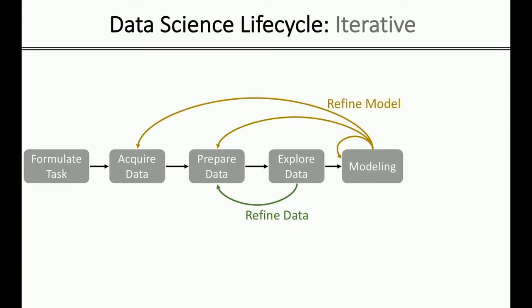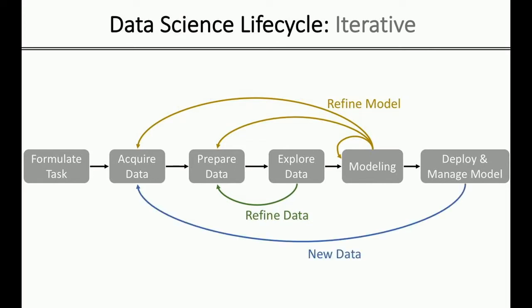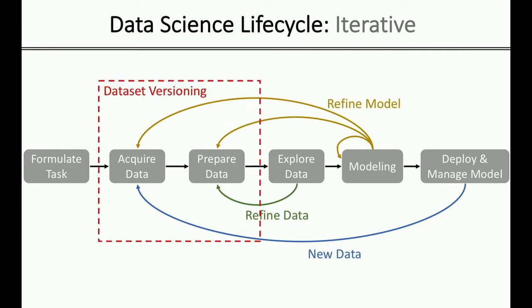After gaining a satisfactory model, we can then deploy it and serve it. And this will in return generate more new data. So we can see this is an iterative process. And during this iterative process, different versions of the same dataset will be generated.